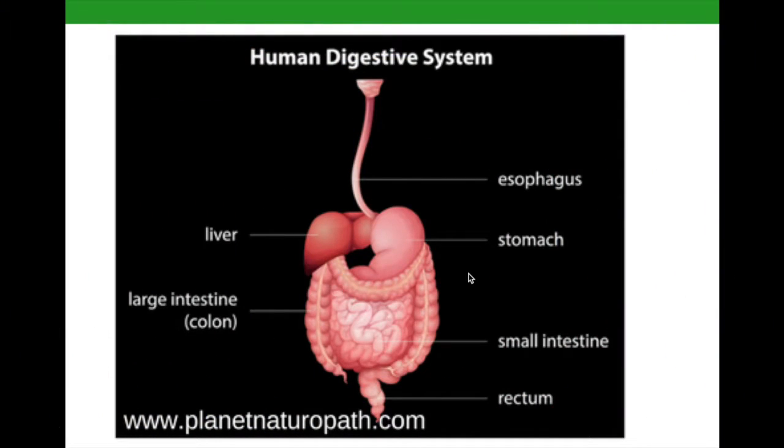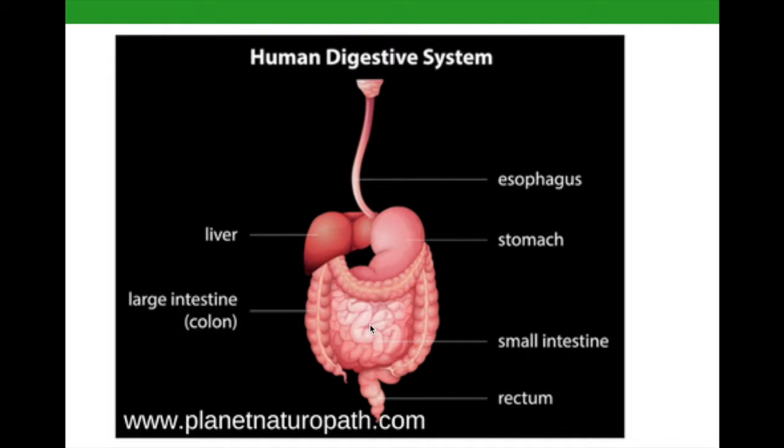Here we have a simplified diagram of the digestive tract. From the esophagus, the food goes into the stomach, and this is where problems with digestion can first start. One problem can be a lack of digestive stomach acid, pepsin. Another problem can be an overgrowth of the Helicobacter pylori bacteria.